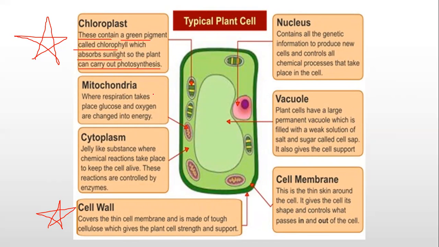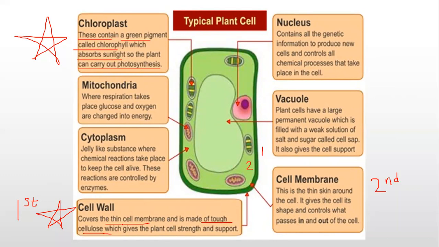Cell wall की बात करें, now cell wall is the first outermost layer in plant cell. और जो cell membrane थी, this is the second most outermost layer, क्योंकि पहले आपके पास cell wall आती है, then you have cell membrane as your second most outermost layer. तो cell wall क्या है? This covers the thin cell membrane and is made of a tough cellulose.